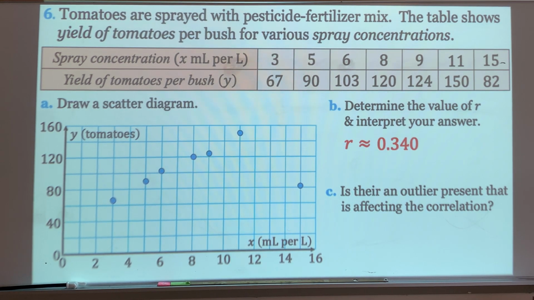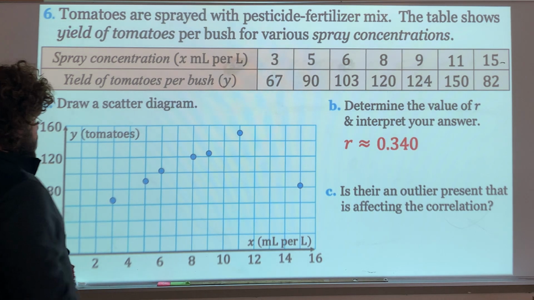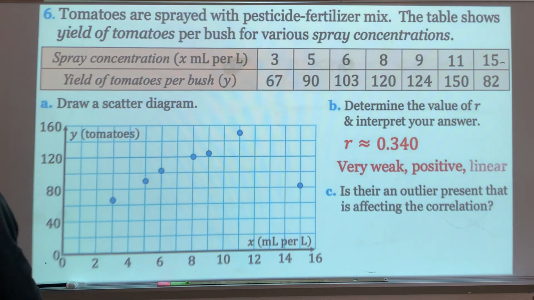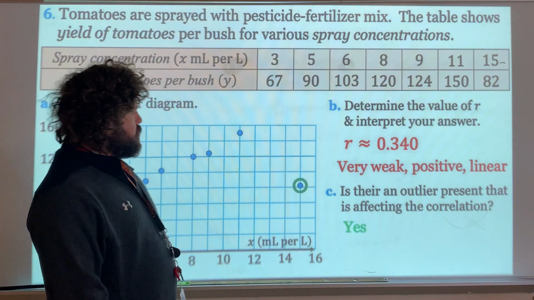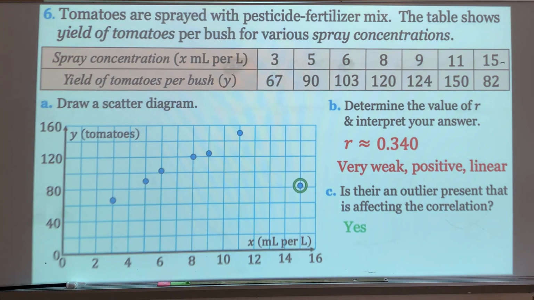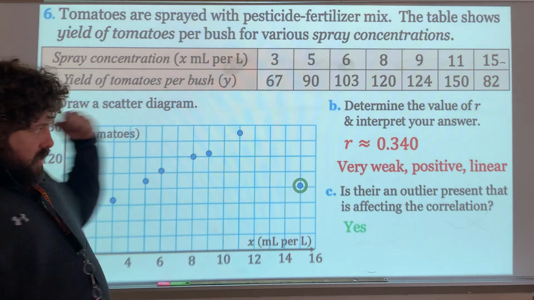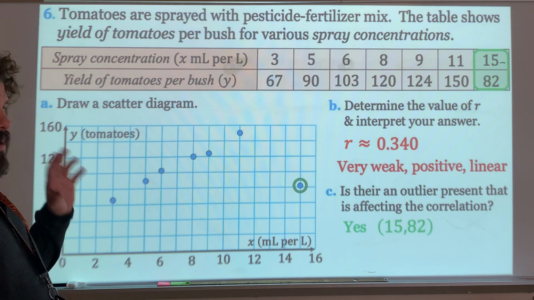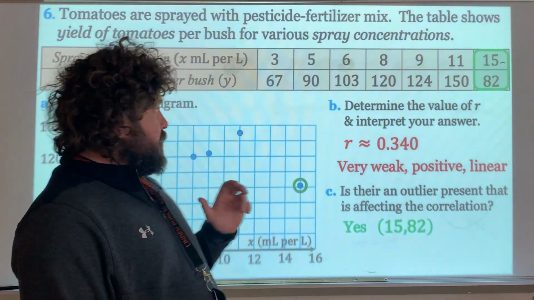But is there an outlier present affecting the correlation? One outlier will tank your R. So where's our outlier at? Yes, right now it's very weak, it's positive, and it's linear. However, there is an outlier. Where's our outlier at? So what can we do with that outlier? See an outlier, we're going to get rid of it. So at 15, 82, we're going to say, you're useless. We're going to get rid of you. We're going to delete you from our calculator.